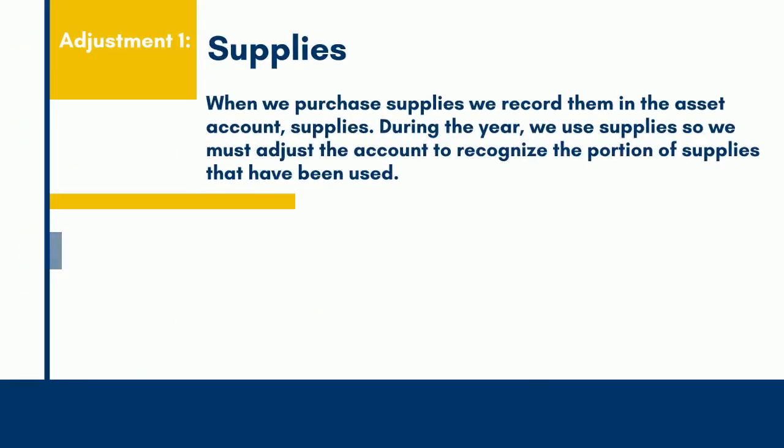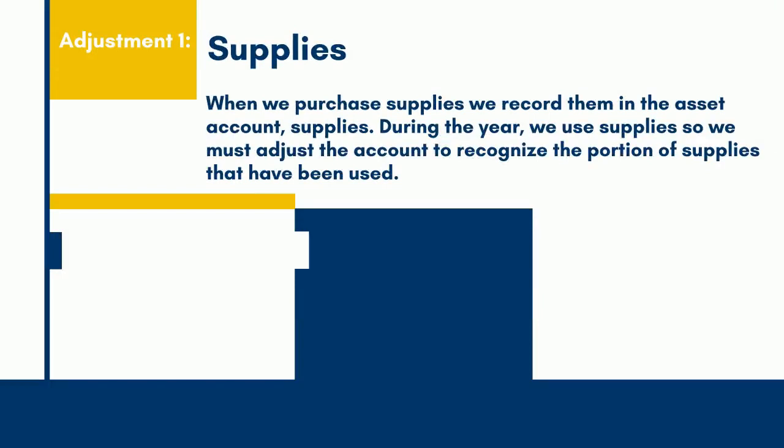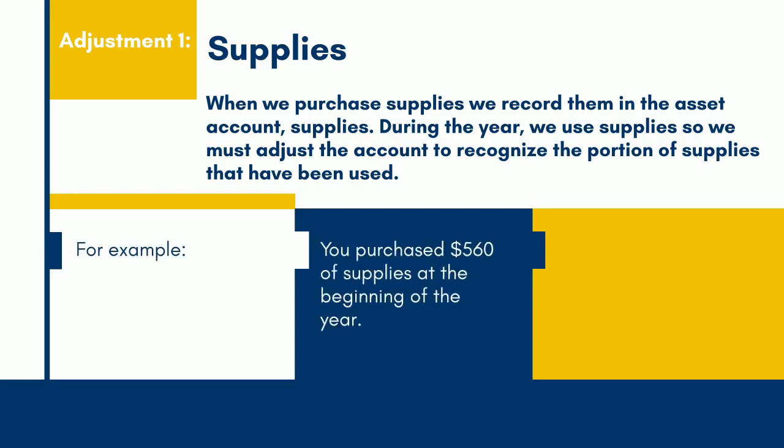Now remember, when we purchase supplies, we record them in an asset account, supplies. During the year, we use up part of those supplies, so we have to adjust the account balance to recognize the portion of those supplies that have been used up. For example, you purchased $560 of supplies at the beginning of the year. At the end of the year, you have $140 of supplies on hand. So how much have we used?